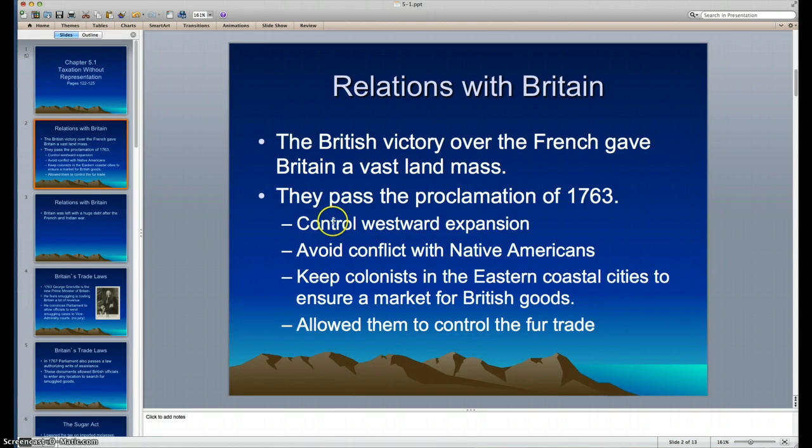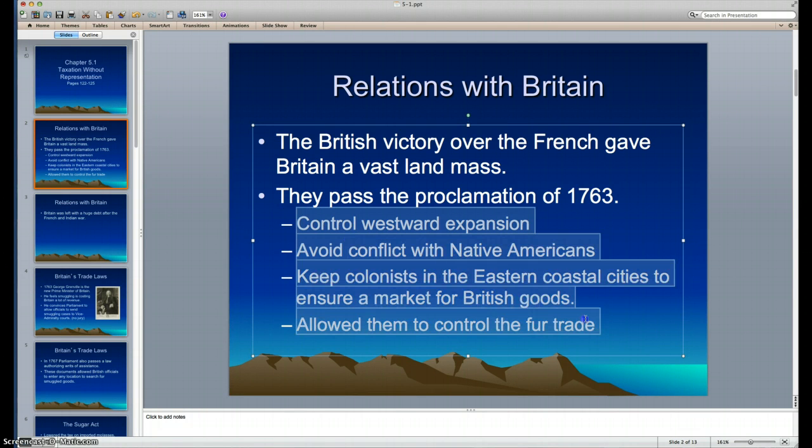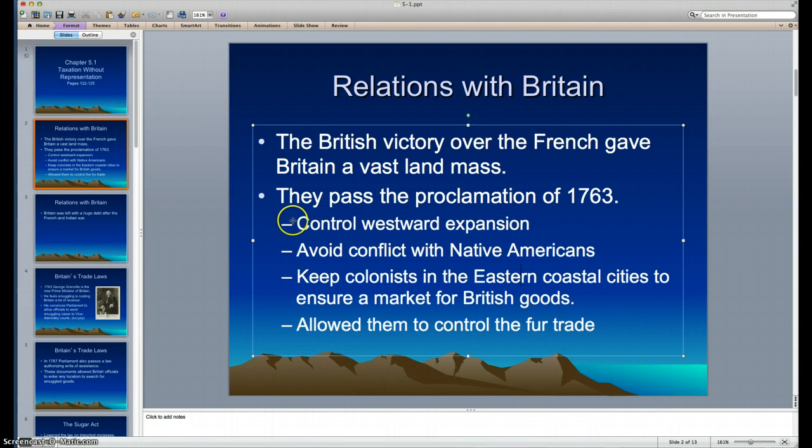And you really do need to know these four things right here, the things that I'm highlighting right now. The reason you need to know them is because they're extremely important to understand Britain's motivations. They pass it because they want to control westward expansion, first and foremost, meaning they want to be able to control people and tell them where they can and cannot settle. The next thing they want to do is avoid conflict with Native Americans.